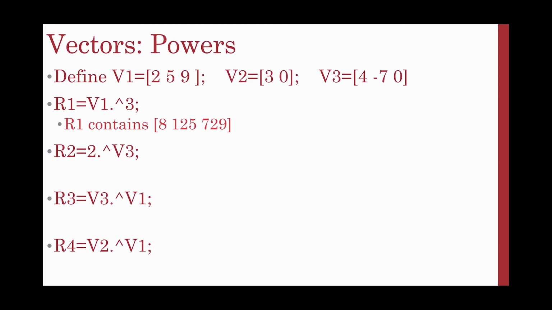Say I want to take 2 and raise 2 to every power in v3. And I want to do that element-wise, so then r2 contains, well, 2 to the 4th, 2 to the minus 7th, and 2 to the 0.